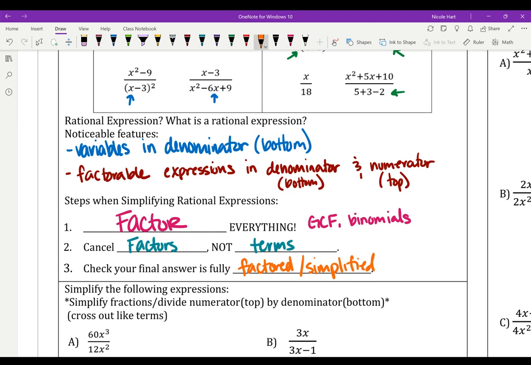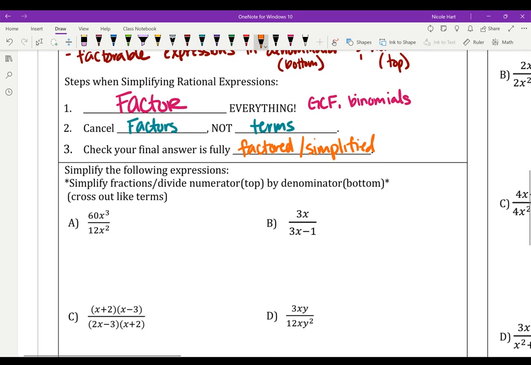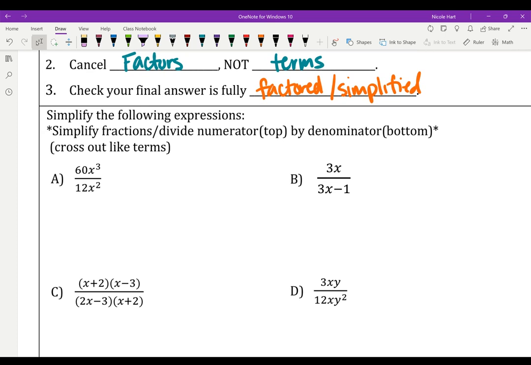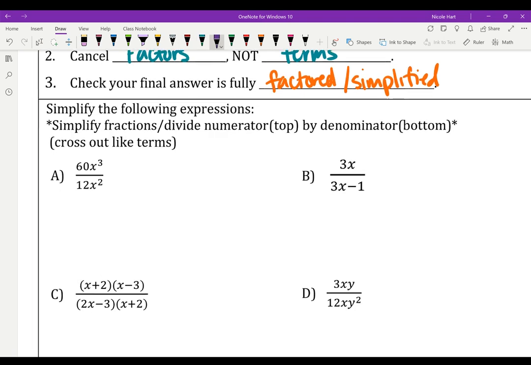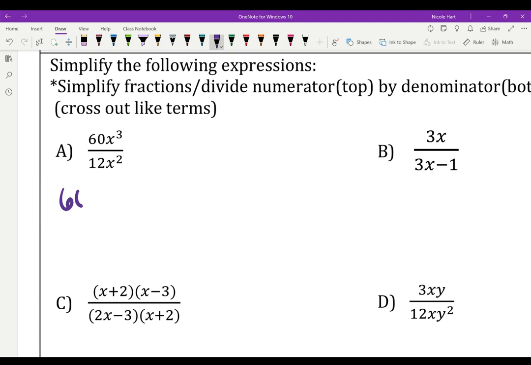Okay. So we're going to start small with some simple expressions. What we are going to be doing is we are going to simplify or divide our fractions, by reducing any numbers that we have and crossing out any like terms. So looking at our first example, I'm going to break it into two pieces. I'm going to look at the numbers separately and then the variables separately. So I have 60 over 12. And then we have x to the power of 3, which is the same thing as saying x times x times x. And then on the bottom, we have x squared, which is like x times x.